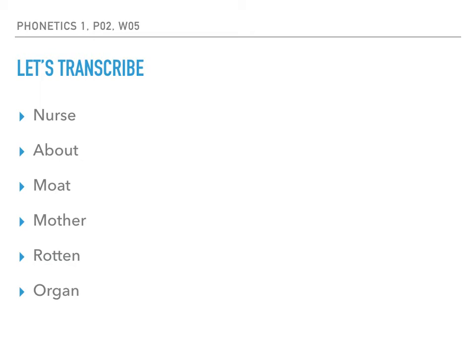The second one is about. The third one is moat. The fourth one is mother. The fifth one is rotten. And the final one is organ. Now pause this slide and transcribe them really quickly.